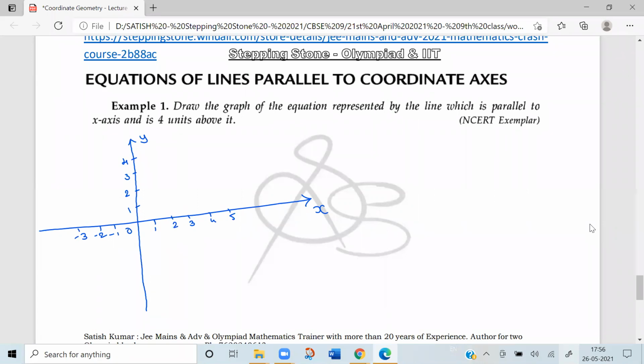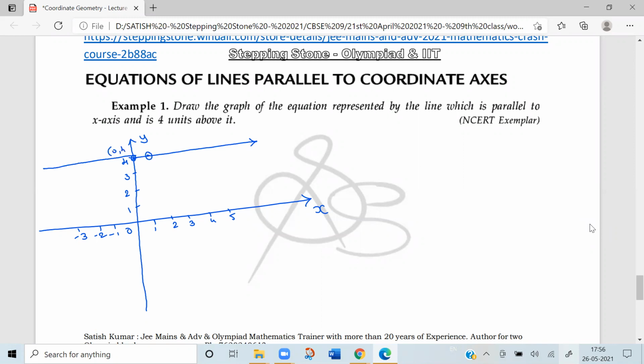Means one point is this. Can you read the coordinates of this point? 0, 4. Now, through this point, you draw a line parallel to x-axis. This is the line. Now, tell me one more point on this line. What are the coordinates of this point?